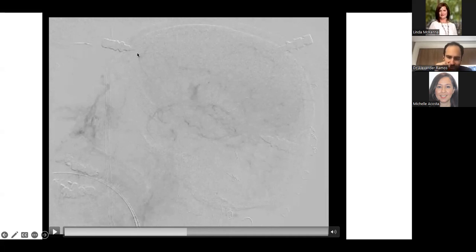Clipping? So clipping is like for an aneurysm. We'll clip an aneurysm, but for these fistulas, you just cut. You just usually cut it.